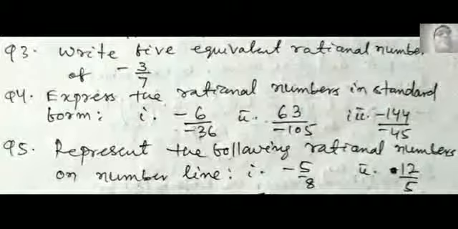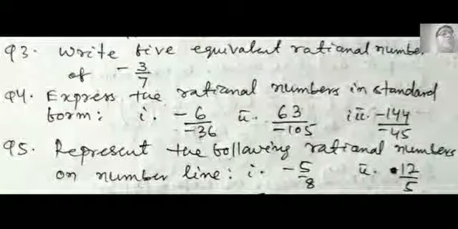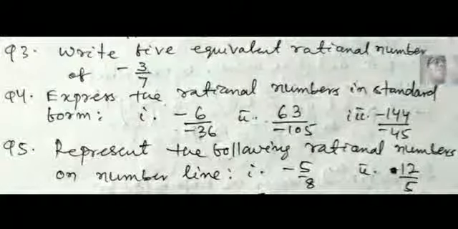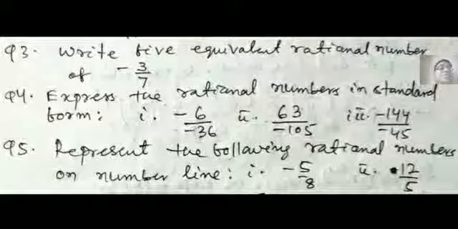Next question, write 5 equivalent rational numbers of minus 3 by 7. Next question, express the rational numbers in standard form. First bit, minus 6 by minus 36. Second bit, minus 63 by minus 105. And third bit, minus 144 by minus 45.